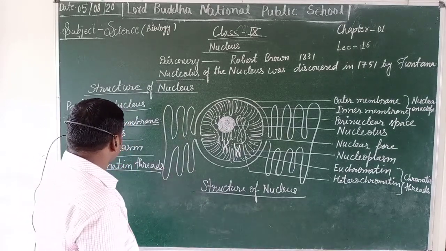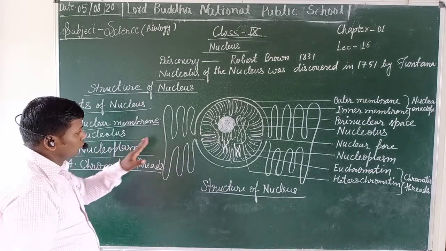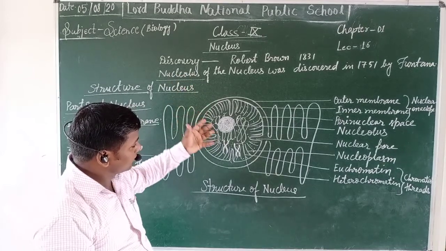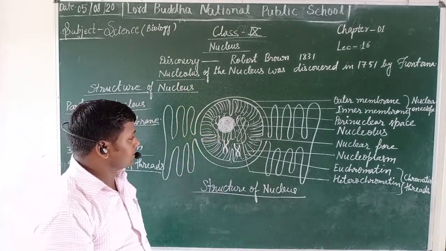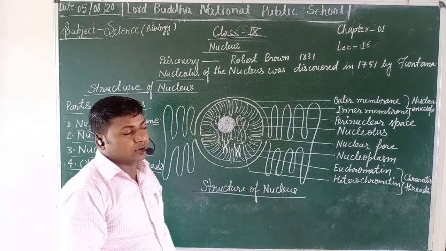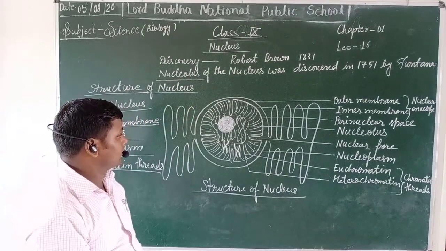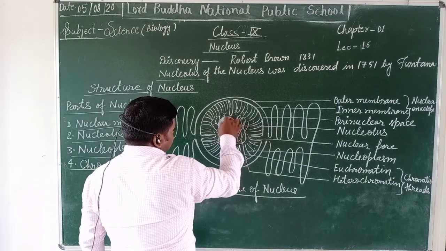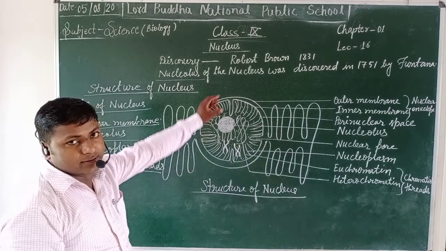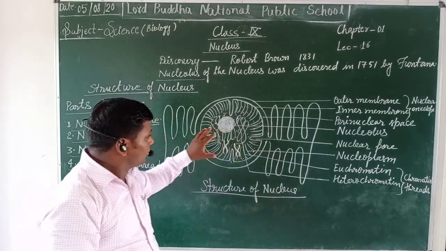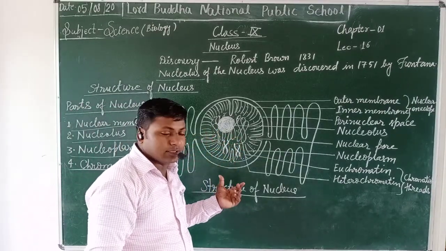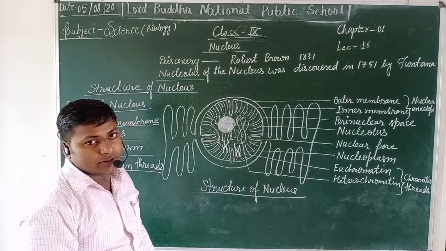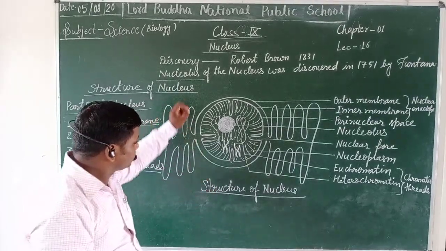Now we are talking about the nucleolus. The nucleolus is a dense spherical body present inside the nucleoplasm. It consists of histone protein and nucleic acids, that means DNA and RNA. In some plants, for example in the family Poaceae and the example of onion, a number of nucleoli are present in a mature cell.